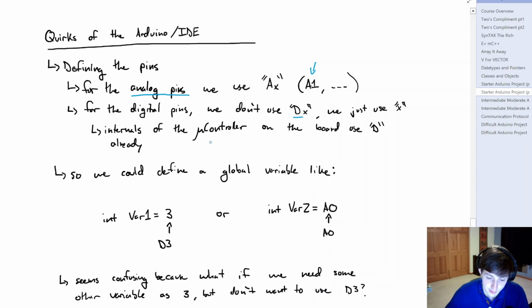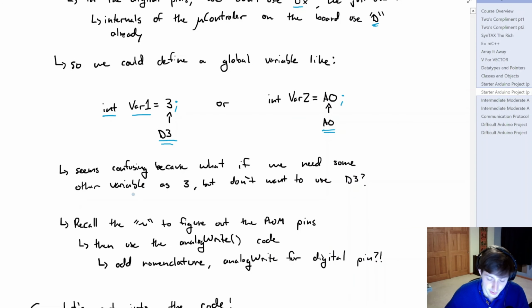The reason for this is if you look at the microcontroller on the actual circuit board for the Arduino, that microcontroller actually uses this D value. And because you saw those extra D values for the analog pins, you could also refer to an analog pin by the digital pin value. Now the trouble with this comes because what if we need some other variable set as the number 3, but we don't want to use D3? It's actually not as concerning as you think it might be.